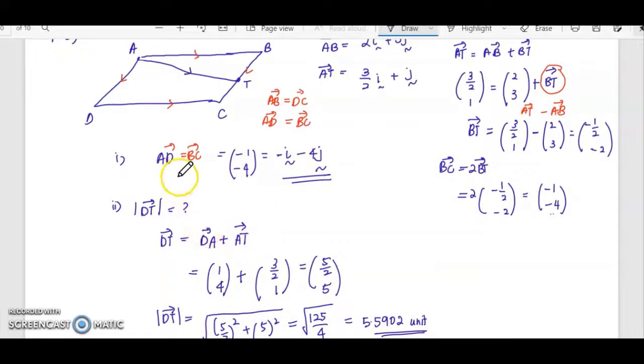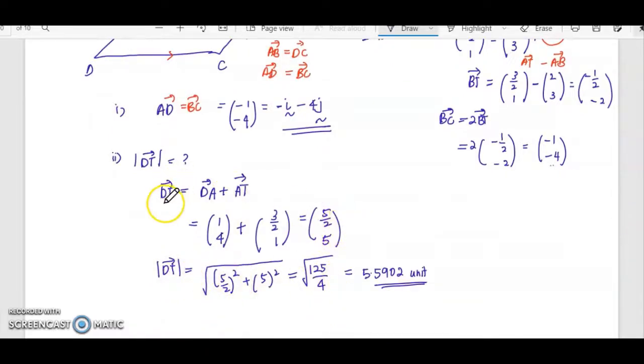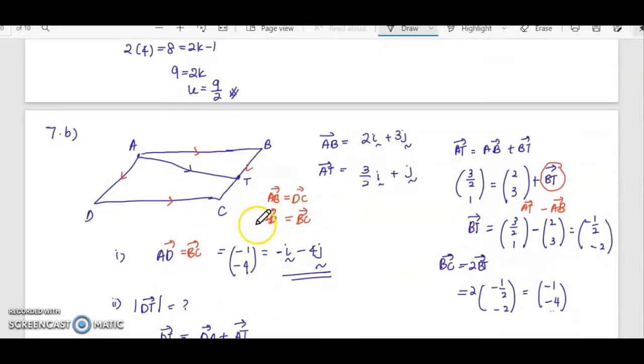DA is the negative of the vector AD. We change its direction, so from (negative 1, negative 4) it becomes (1, 4). Plus the vector AT, (3 over 2, 1). Adding these, we get (5 over 2, 5). This is the vector DT. So we put it into the magnitude formula: square root of (5 over 2) squared plus 5 squared, and we get 5.5902 units. So that is the length of DT. Okay, that's all for question 7.